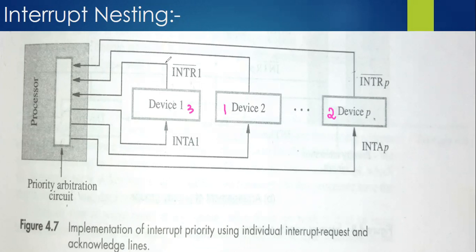If device 1 wants to raise an interrupt request, how will it raise it? It will just close the open drain latch. Because of that, we will raise an interrupt request INTR1, which goes to the processor. Instead of sending it directly to the processor, we check the priority level of this particular device. What is its priority level? 3. Those devices connected to our system each have their own priority level.